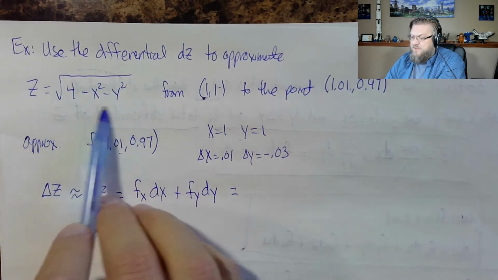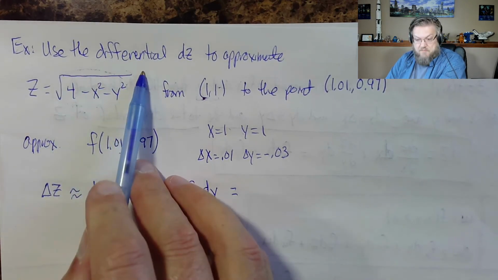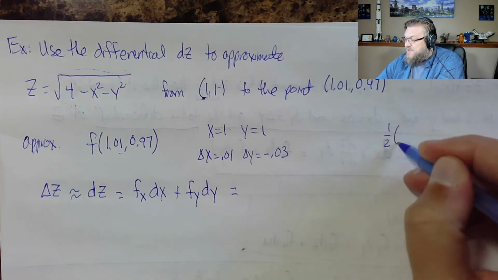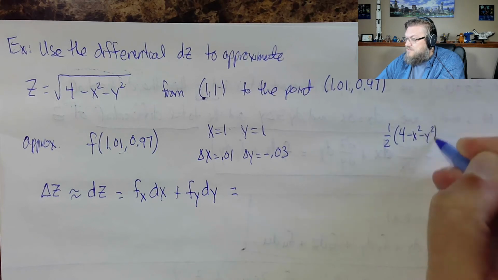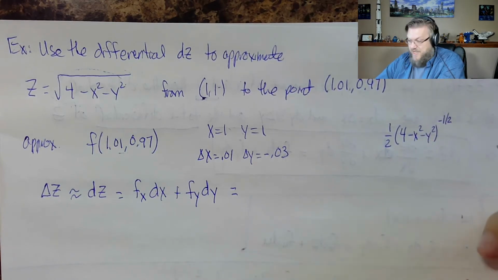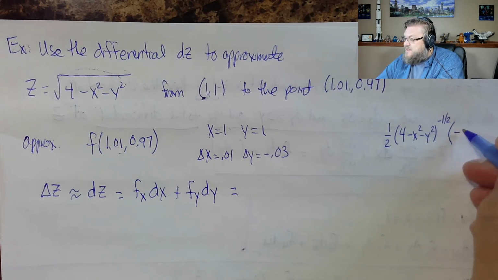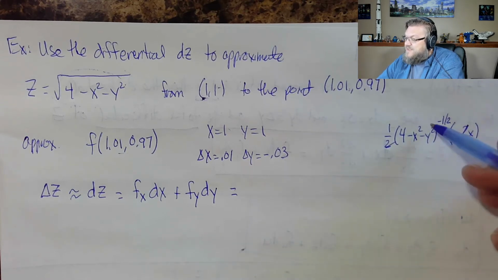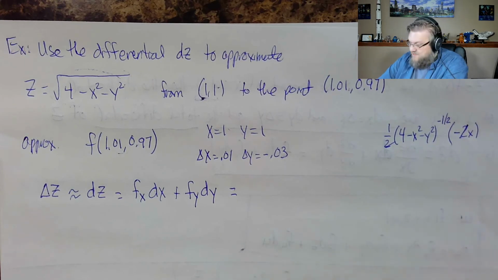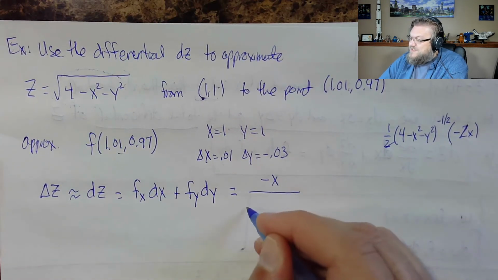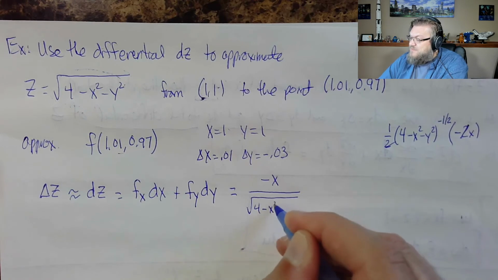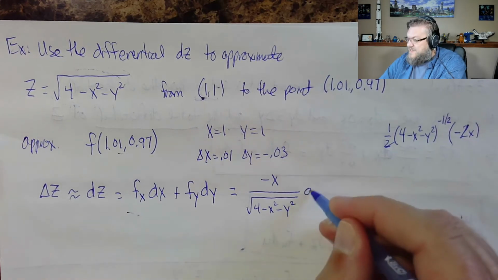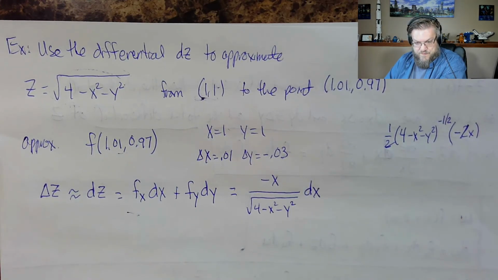I'm going to look at this and take the derivative with respect to x. This is stuff to the half power, isn't it? So a half is going to come out. Let me do this over here. A half is going to come out, 4 minus x squared minus y squared. Drop the power by 1, so power is negative 1/2. Times the derivative of the inside, which is negative 2x with respect to x. The 2 will cancel with a half. This square root goes downstairs, and I have negative x in the numerator. So I have negative x divided by the square root of 4 minus x squared minus y squared. That's fx times dx. Okay.